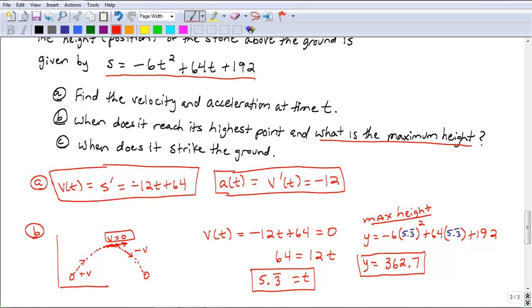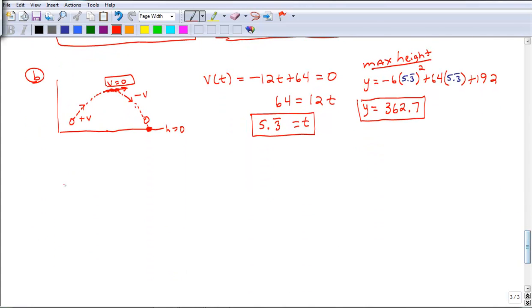The last one says, when does the stone strike the ground? If you think about it, the stone hits the ground when the height is 0. That's how you know the rock has hit the ground, because the position off the ground will be height 0. Well, the height is given by my position function. This tells me how high it is off the ground. So to answer part C, to figure out where it hits the ground, I take the position function, which is negative 6t squared plus 64t plus 192, and I set the position function equal to 0, because when it hits the ground, the position will be 0.